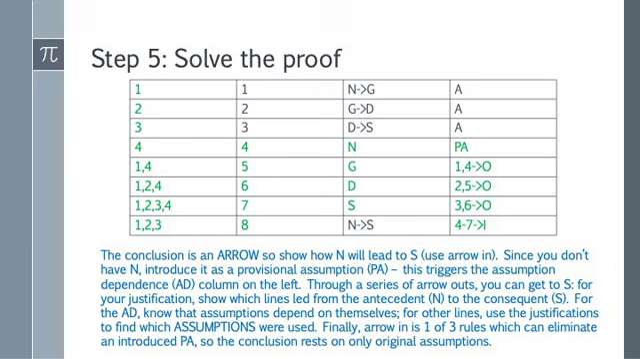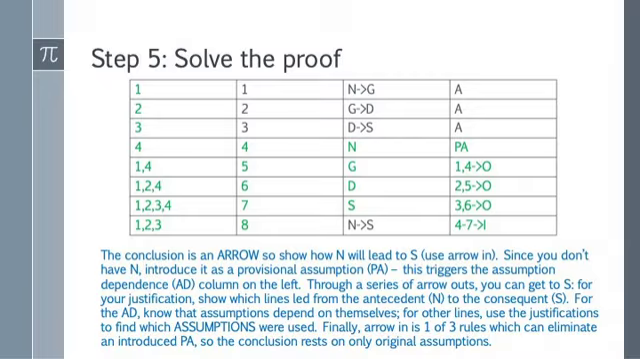Now, once you have a PA, a provisional assumption, that triggers the AD column. That's the column at the very front of the proof that has a bunch of numbers in it. Remember, a proof has line numbers, your formulas, and your justifications, so you add another column at the beginning called the AD, or assumption dependency column.